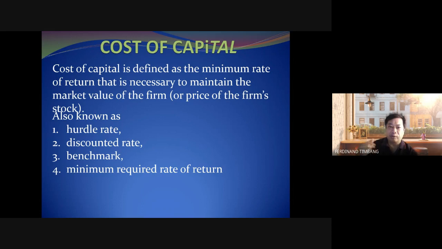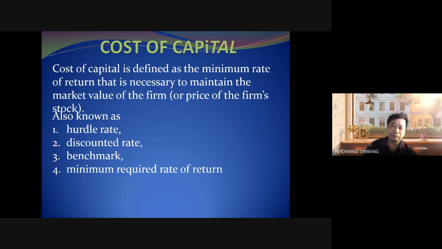But actually, even for the bonds and even for capital budgeting, we're using the cost of capital to discount the cash flow. So that is the reason why in the discounted cash flow or yung DCF method na tinatawag natin, or model, we are using the cost of capital. So sometimes this cost of capital, ginagamit natin din siya as hurdle rate, or discounted rate, or benchmark, or minimum required rate of return.